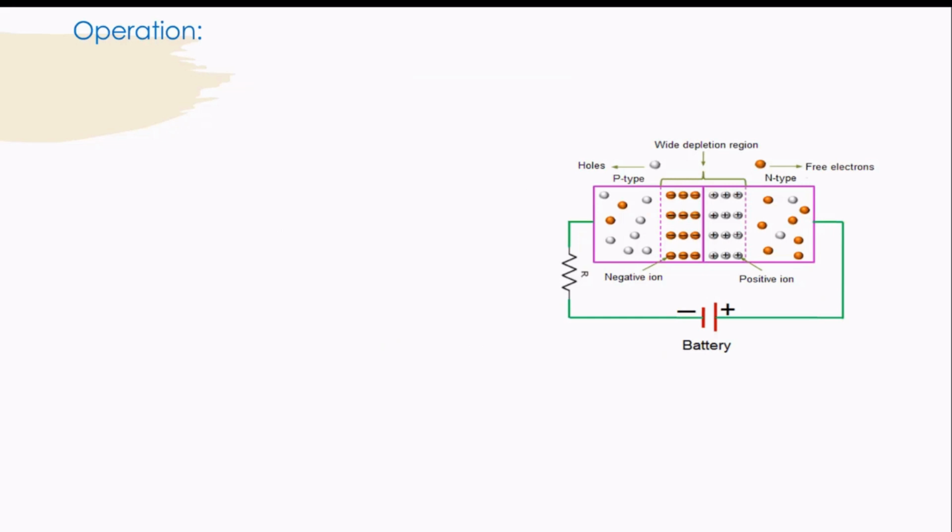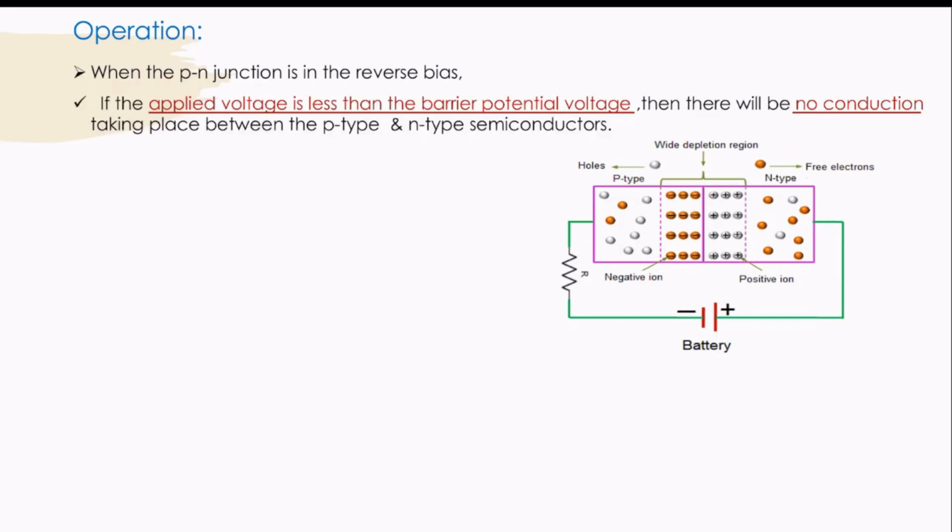Now let us see the operation of the PN junction diode in reverse bias condition. When the PN junction diode is in reverse bias, if the applied voltage is less than the barrier potential voltage, then there will be no conduction taking place between the P-type and the N-type semiconductors. So if you see here, this is the PN junction diode in reverse bias condition in which the negative terminal of the battery is connected to the P-type semiconductor whereas the positive terminal of the battery is connected to the N-type semiconductor, and this is the current limiting resistor R which is used for limiting the amount of current flowing across the circuit.